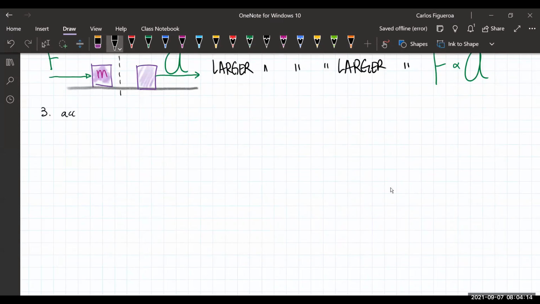That the acceleration is proportional to the what? Or inversely proportional to the mass. So if I look at this thing, I know that from Newton's second law, we say that the acceleration is equal to the net force divided by the mass. So what am I going to do?